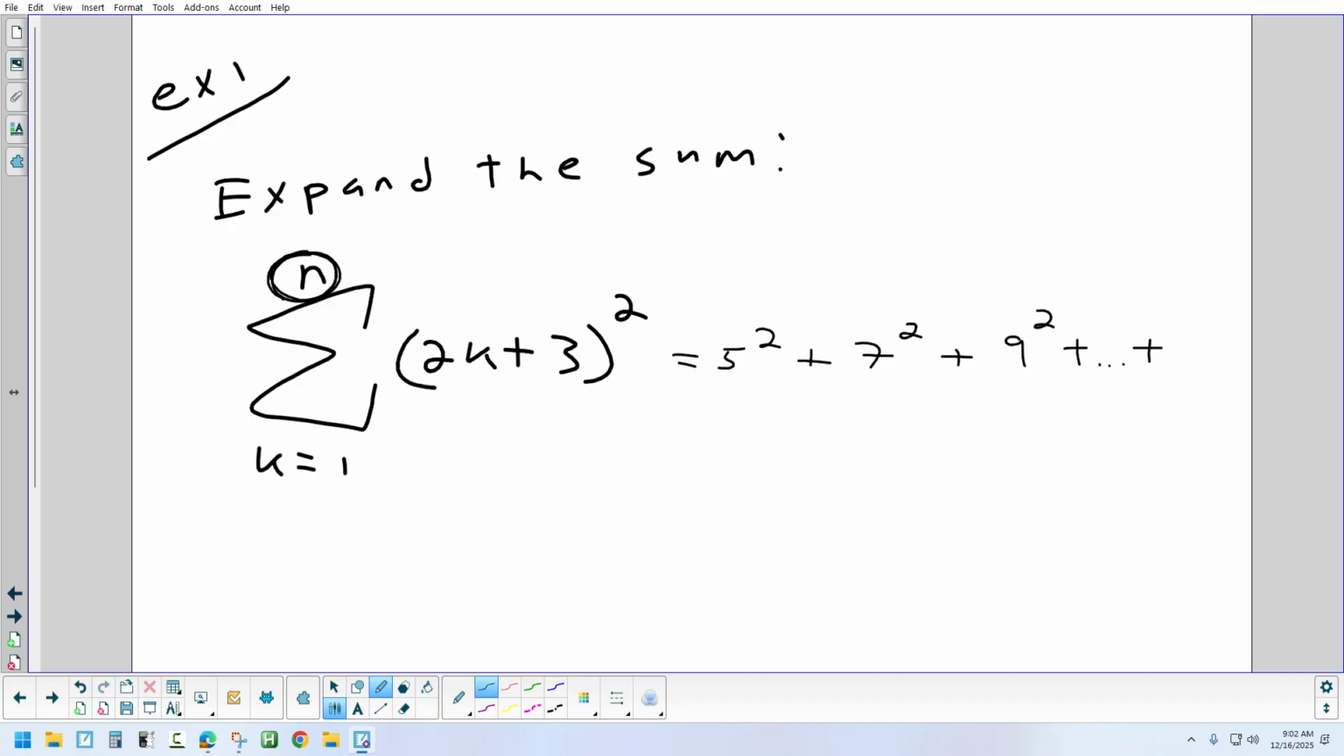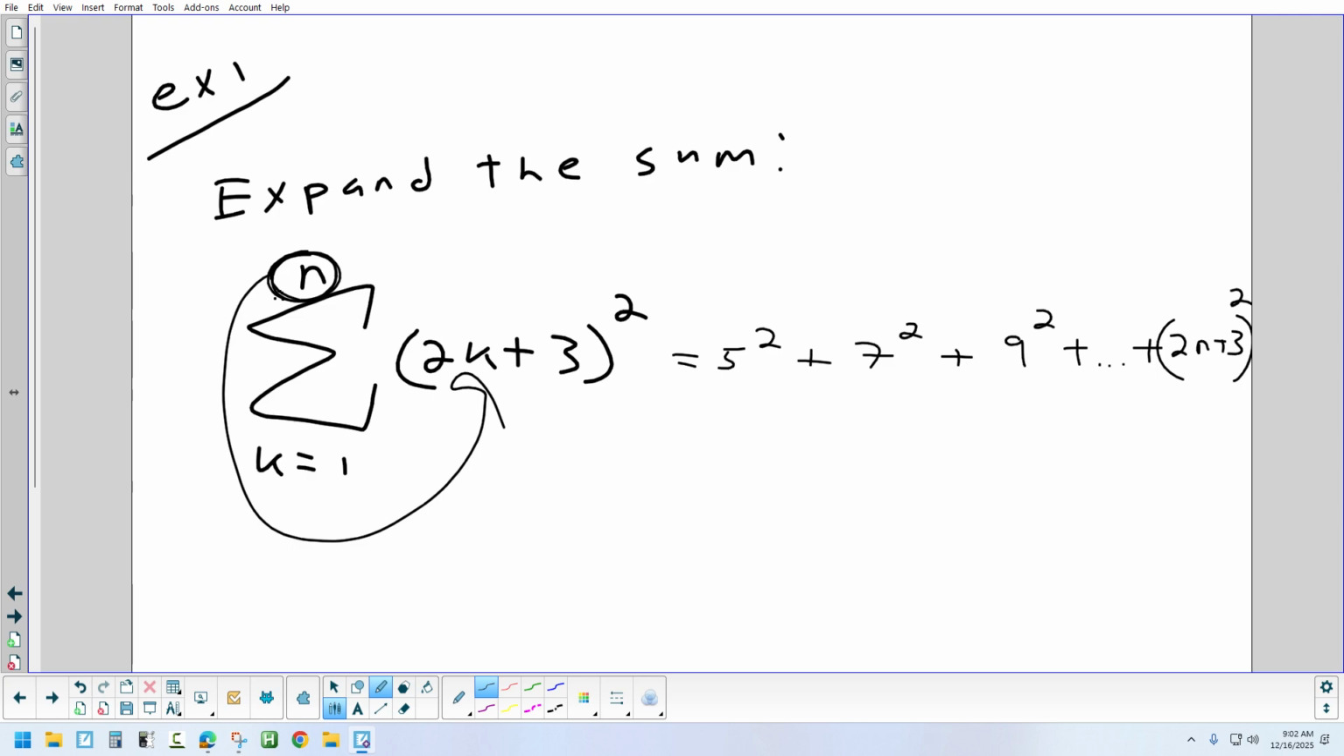N. Whatever n is, we don't know what it is. It's a number, but they're not telling us what it is. So now plug n in, and that's 2n plus 3 squared. And then once you tell me what n is, I could figure it out. But that's how you expand a sum that has a letter at the top.